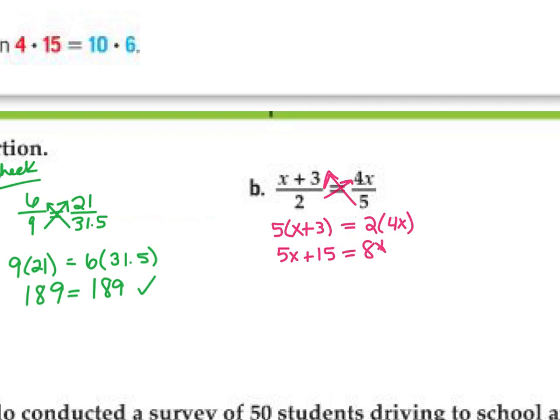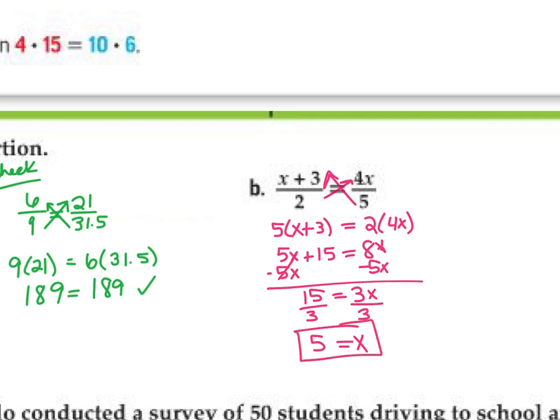We are solving for this x value, so we need to get our x's on the same side. We have 15 equal to 3x, and then isolating that x will give us a total of 5. If I was to plug this 5 back into this equation, then we would see that the cross products are equal.